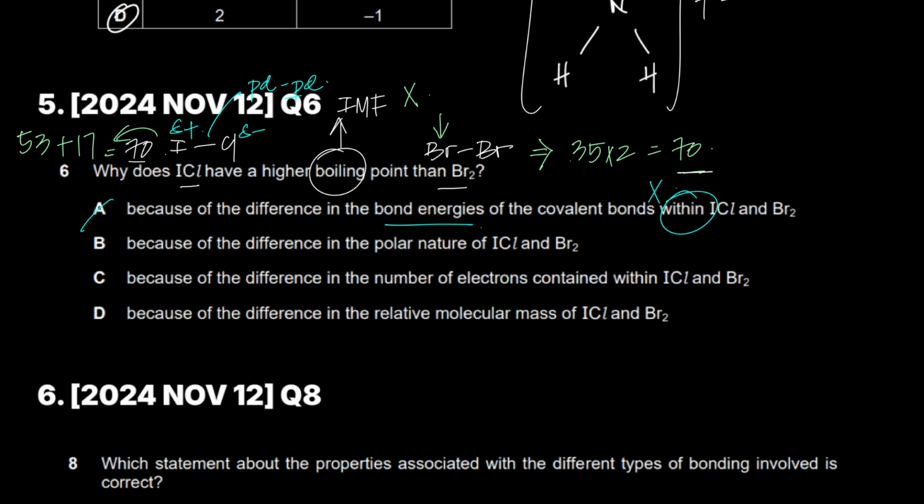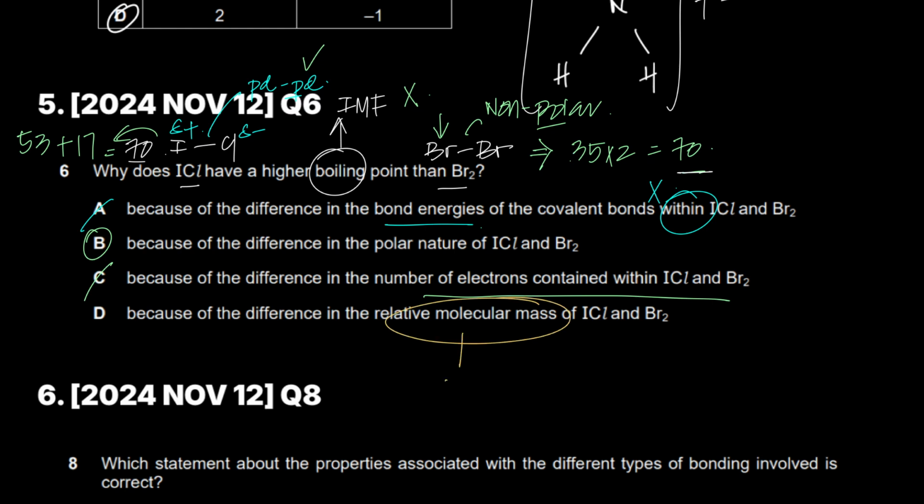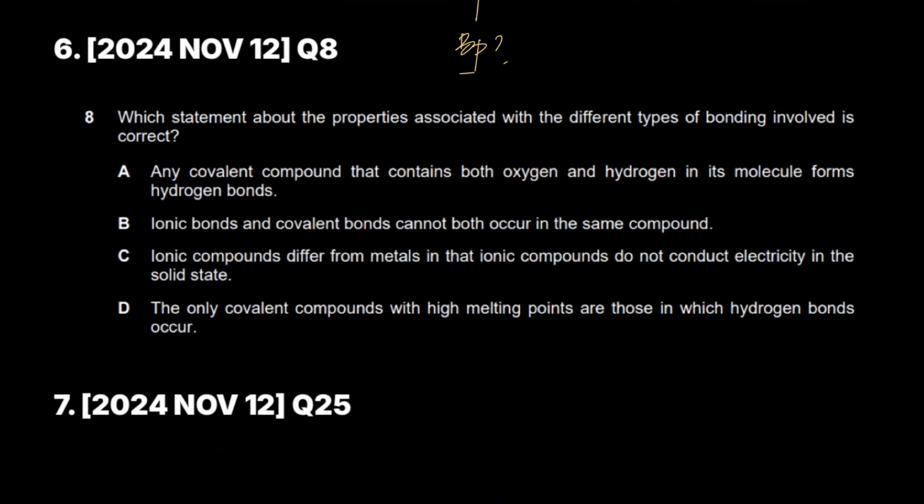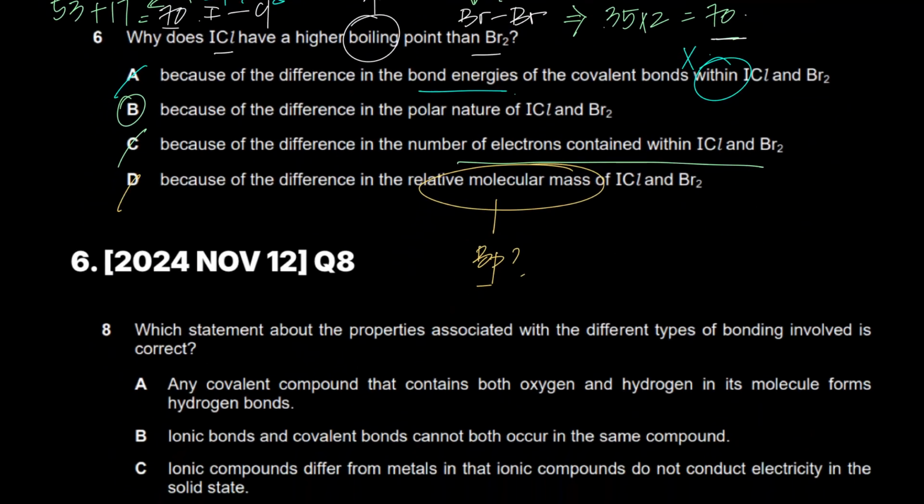Because of the difference in the polar nature, absolutely. This is polar and this is non-polar. Yes, sir. So this also has PD-PD. Next: because of the difference in the number of electrons contained within ICl and Br2. No bueno, examiner. You think you can fool us? They have the same number of electrons. I've already calculated it. Because of the difference in the relative molecular mass. Are you dumb, examiner? Does the boiling point depend on the relative molecular mass? No, it doesn't, right? So therefore, which answer is correct? Obviously, B is the correct answer.